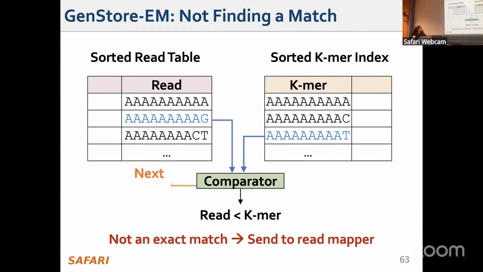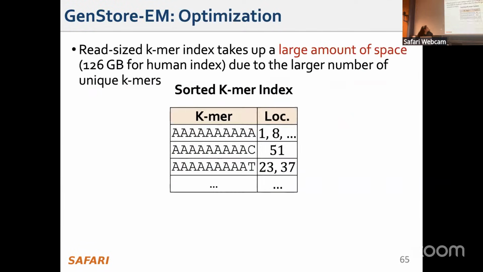Okay, so the point would be that the read-sized k-mer index takes a large amount of space. 126 gig just for the human index. Why is that? Because you have a lot more unique k-mers, right? Each of them is much larger than normal k-mers. So you have more k-mers and each of them is larger. So 2 issues. The table becomes really large.